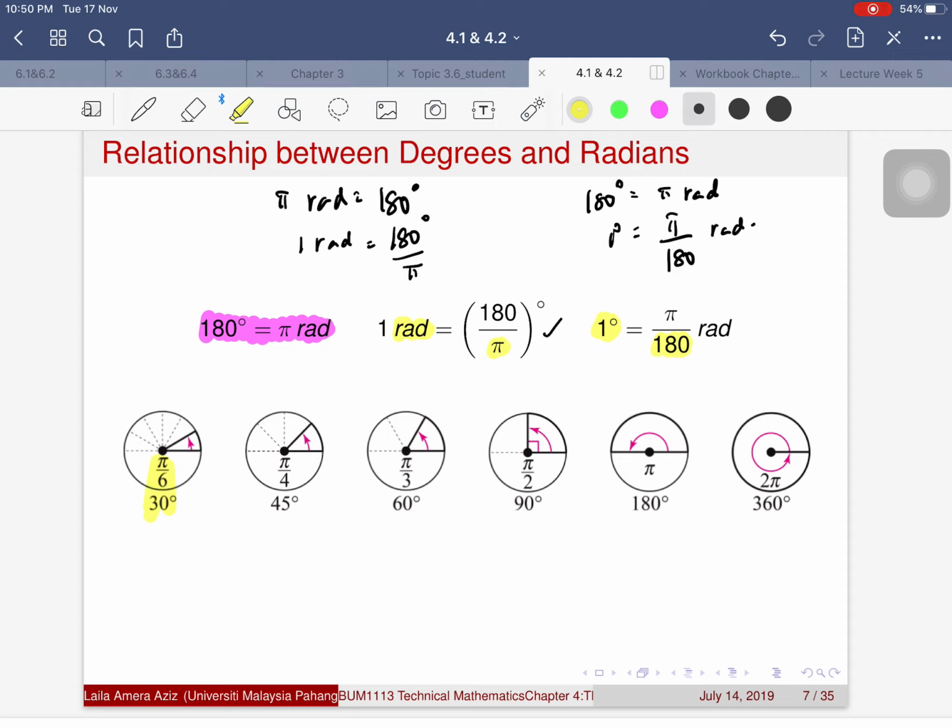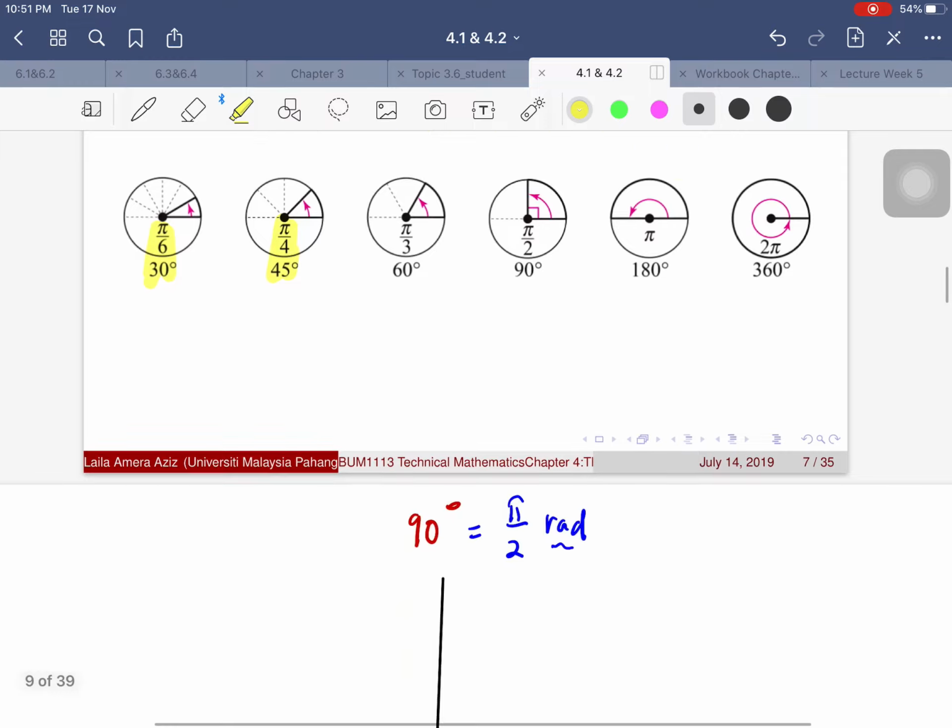Pi over 6 is actually 30 degrees. Pi over 4 is actually 45 degrees. If you notice, the unit is not written. It doesn't write pi over 4 rad. So if we're talking about angle and the unit is not given, it's automatically in radian, because if it's degree, it's going to be written as 45 degrees, 60 degrees, 90 degrees, and so on.